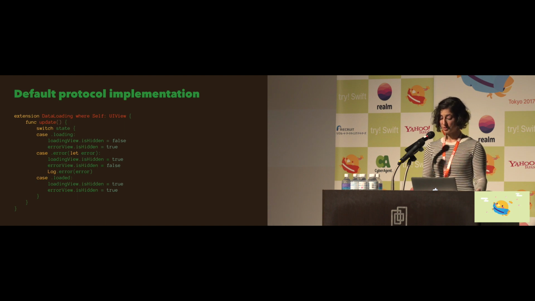So we can make an extension on our protocol and provide that default implementation whenever the conforming object is of some class. So in this case, we say, hey, if I'm a view, then this is what I do if update is called. Now, no view needs to implement update if it doesn't need custom behavior.